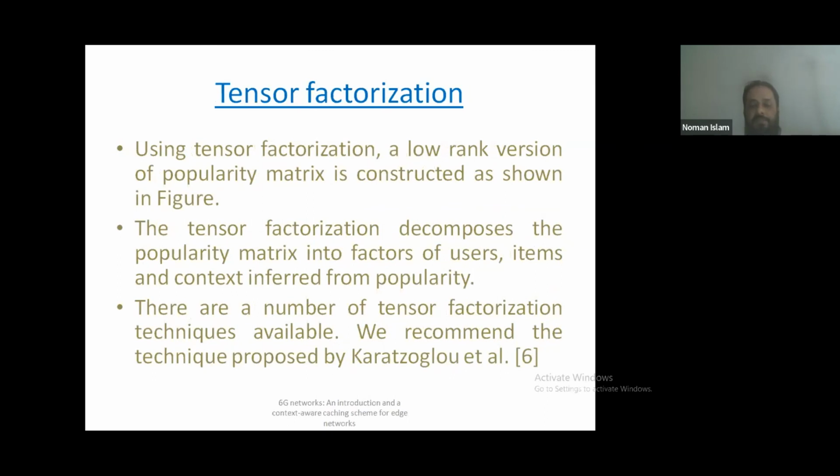So the large popularity matrix is first converted or broken down, factorized into three submatrices, that is the user, the item, and the context. And then a low rank version is constructed again using a gradient descent algorithm. Machine learning has been used to construct a low ranked matrix that is normally done in recommendation systems. So we have employed the same technique here.